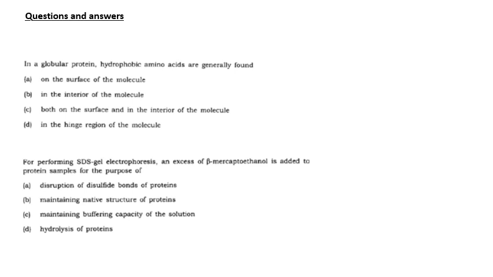So now I have some questions here which would probably help in clarifying some of the concepts that we reviewed in the earlier slides. The first question here is, in a globular protein, hydrophobic amino acids are generally found on the surface, on the interior, both on the surface and the interior, or in the hinge region of the molecule. Hydrophobic amino acids are those amino acids which, due to their chemistry or due to the R group which they have, repel water molecules. They are hydrophobic. So these are non-polar, uncharged or aromatic amino acids.